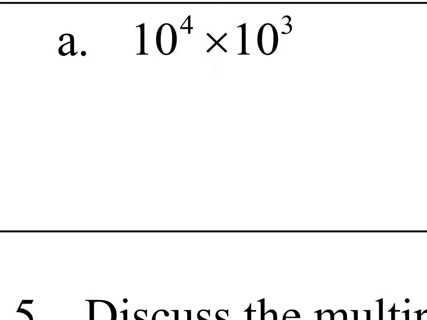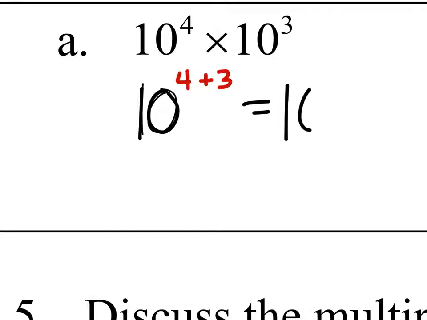Okay. So this one is the product rule, where we're going to take the base 10, which was there for both of these. And we got a base 10. And when we multiply bases that are the same, we add the exponents. So this is 4 plus 3, which would give us 10 to the power of 7. Now we're not worried about writing these in standard form.